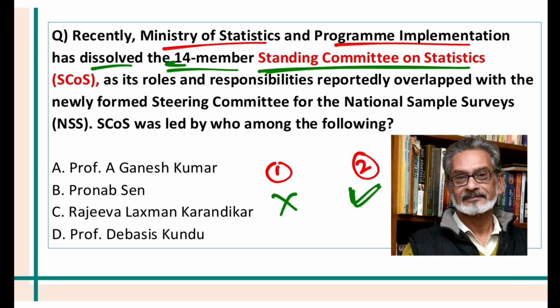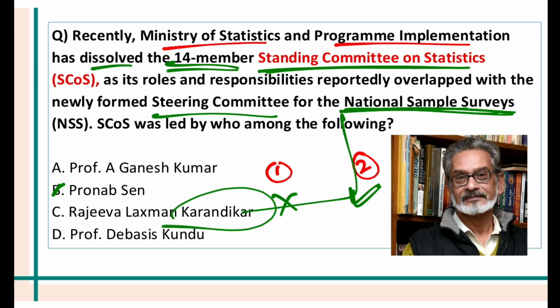So, who is the chairman of this committee which has been dissolved? The committee that has been dissolved recently, the chairman of that committee is Pranab Sen. He is the former chief statistician of India. And the committee which is still there, that is called the Steering Committee for the National Sample Survey. And the chairman of this committee was Rajiv Lakshman Karandikar. So be very careful. They can ask any of the two committees. The committee that is still there, Steering Committee for the National Sample Survey, Rajiv Lakshman Karandikar is the chairman of the same. But the committee that has been dissolved, Standing Committee on Statistics, its chairman is Pranab Sen.